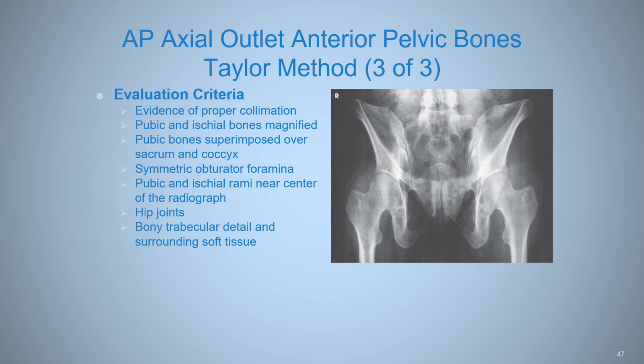Pubic symphysis is superimposed in the lower half of the sacrum. That's the first thing. Obturator foramen appear, they're not magnified, but they appear as large as if you've ever seen them.